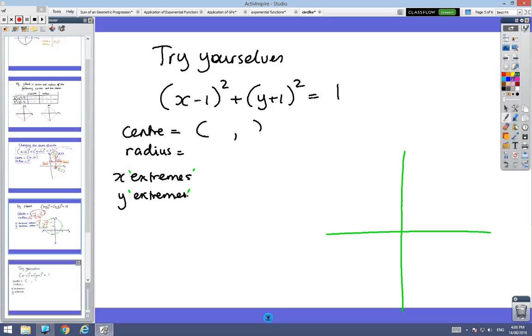Okay, so you're back, you may have had a go. The center is 1, minus 1. The radius is the square root of 1, which is 1. So for the x extremes, 1 plus 1 is 2, 1 minus 1 is 0, so 2 and 0. For the y's, minus 1 plus 1 is 0, minus 1 minus 1 is minus 2. So in the x's, I need to go from 0 to 2, and in the y's, I have to go from 0 to minus 2.